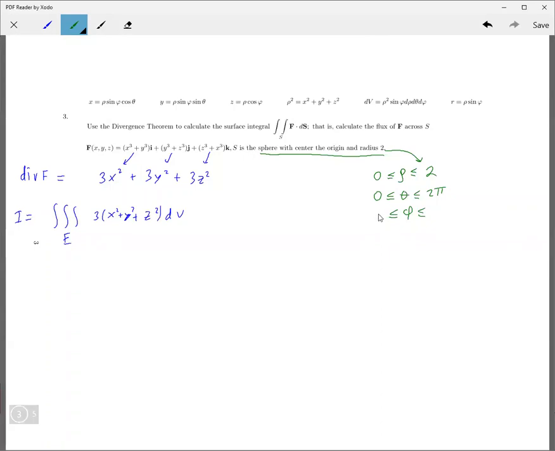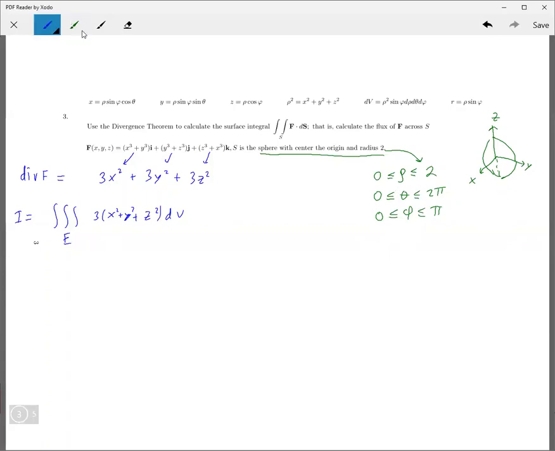Is it going to be 0 to pi over 2? 0 to pi, because you want the whole sphere. So if this is z, and that's y, going from here to here, that's going to be pi over 2. But you want to go all the way around, right? You want to go all the way to the bottom on all sides. Okay, so 0 to pi.